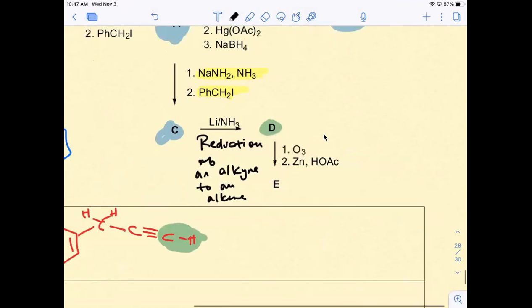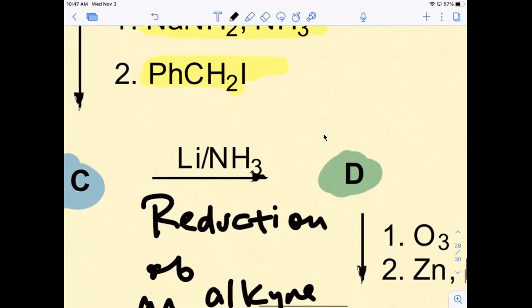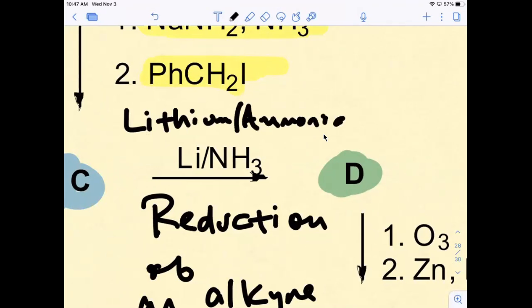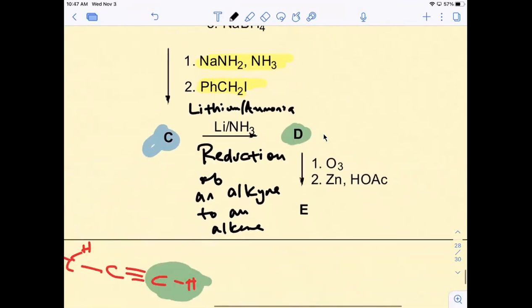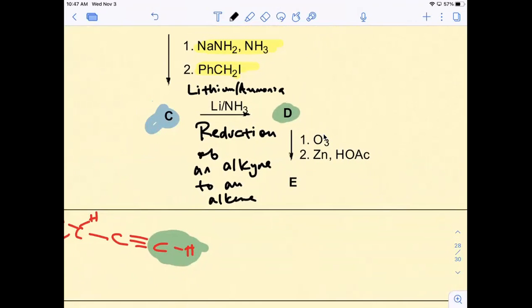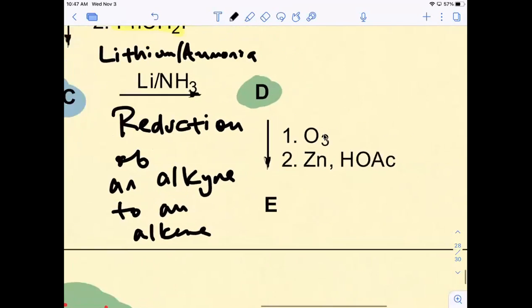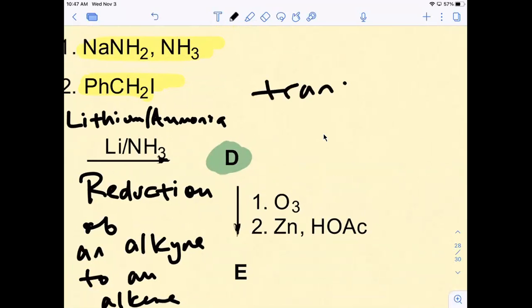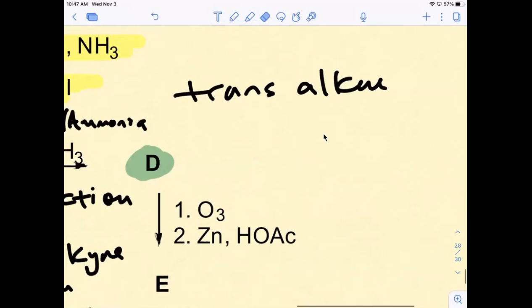Right, this is one way to convert an alkyne into an alkene. This is lithium followed by ammonia. All right, can somebody tell me what type of alkene this will give you? It would give you a trans alkene, right? So the product is going to be a trans alkene. Excellent.